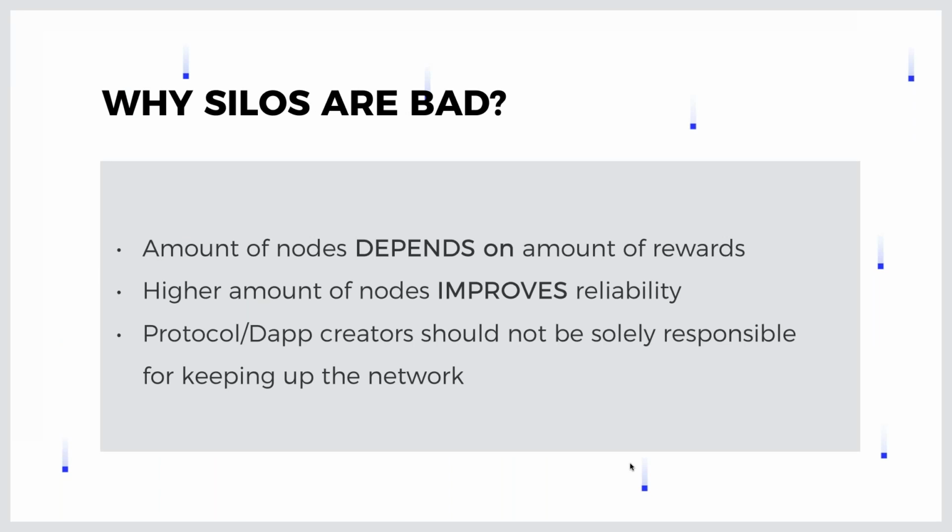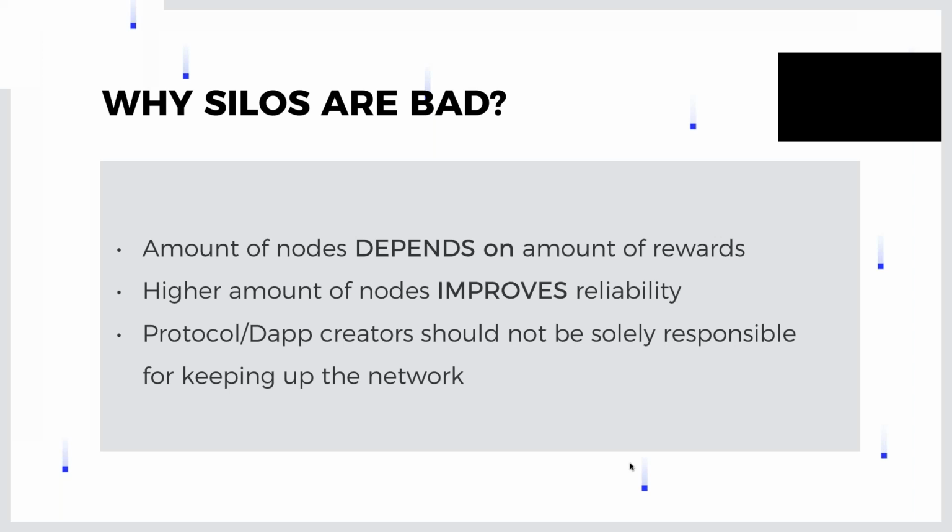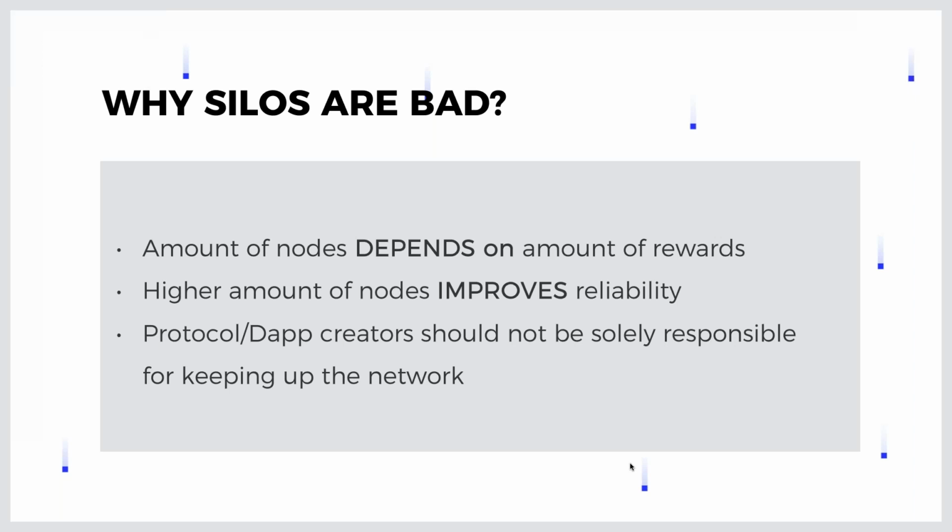So in general, we see that the amount of nodes basically depends on the amount of rewards, and the amount of rewards is also correlated, obviously, to the amount of transactions that are available on the network. So it implies that a higher amount of nodes improves the reliability, because you can have more executing agents that are willing to execute the transactions for you. So that improves the network greatly.